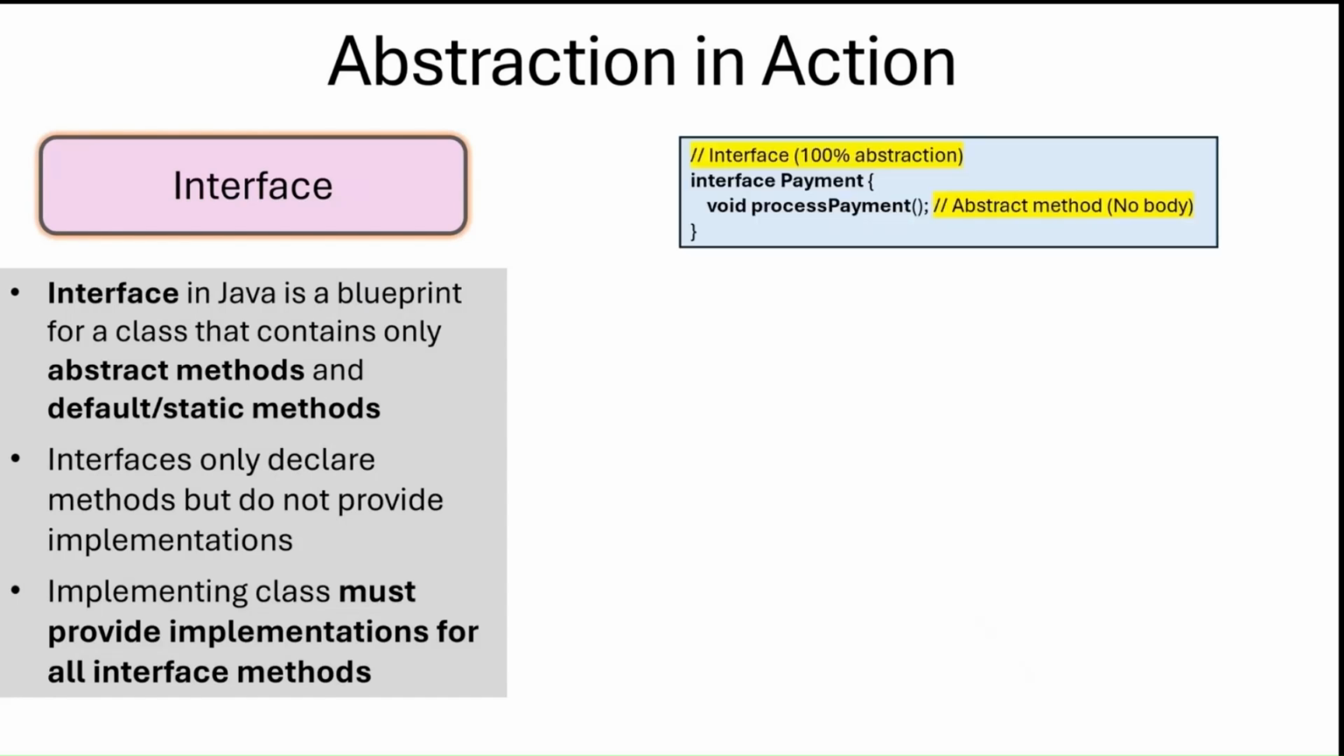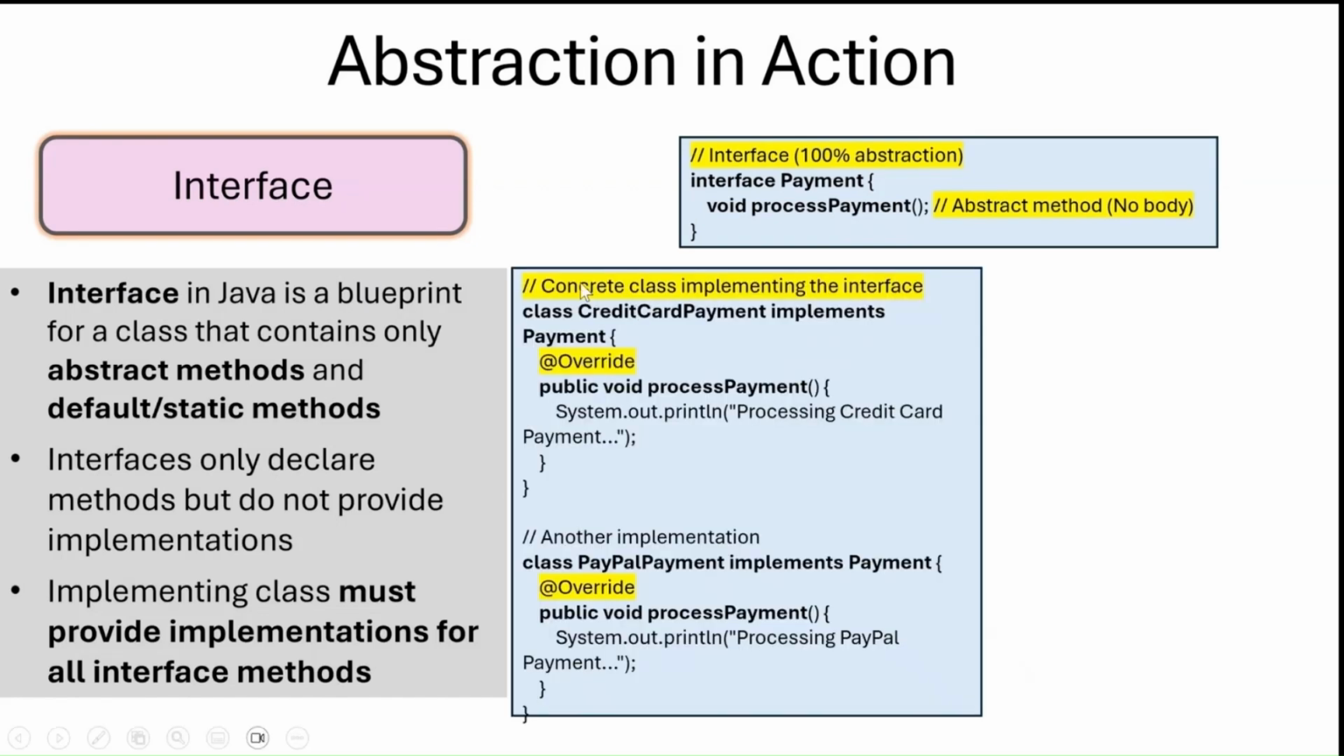The classes implementing that interface need to provide the implementation of those interface methods. For example, here we have defined the interface Payment with the processPayment abstract method, with no body. Now, when any class like CreditCardPayment and PayPalPayment implements this Payment interface, they will have to override and provide the implementation of this processPayment abstract method and add their own processing logic.